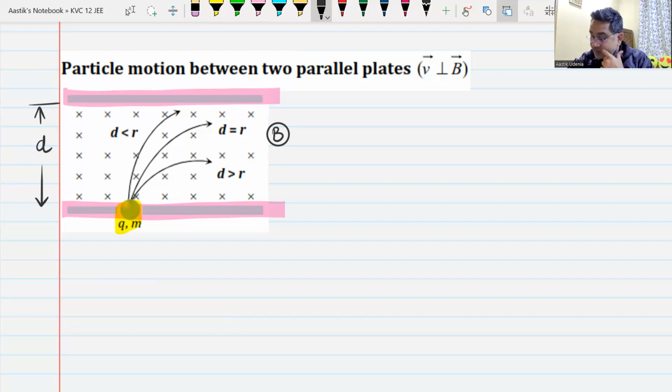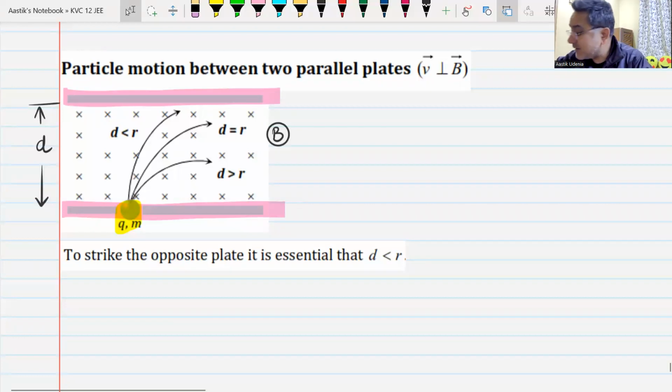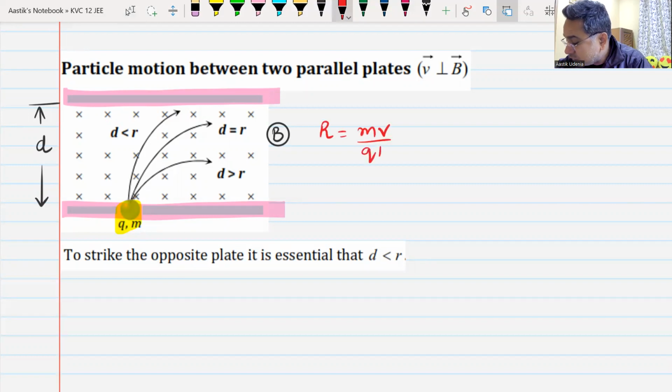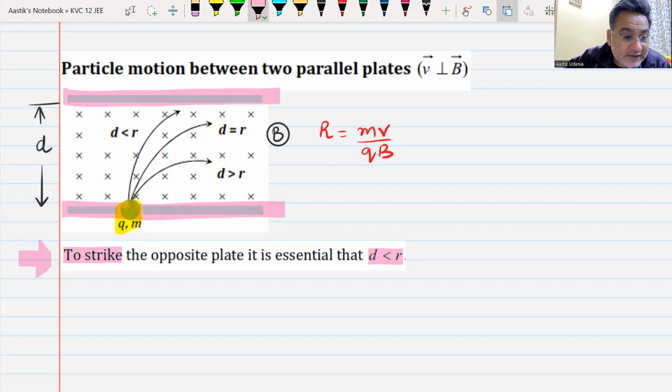When will the particle hit the plate? D is less than R. That is absolutely correct. Remember, this R is mv by qB. So the condition to strike the plate is very simple. To strike the plate, it is necessary that the distance d should be less than r, the radius of the circular path.